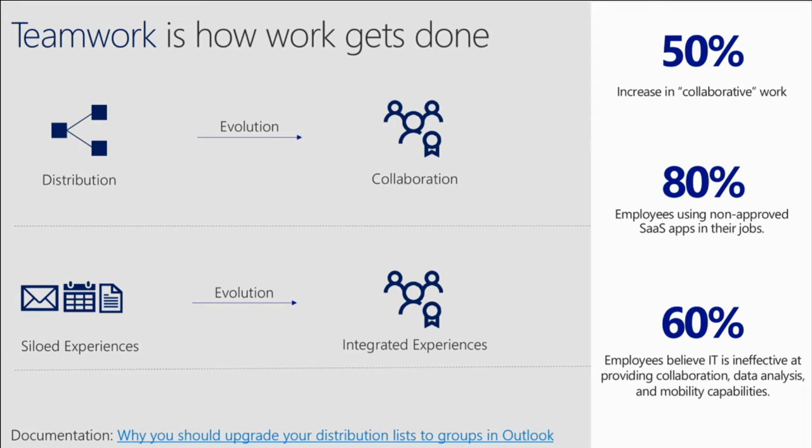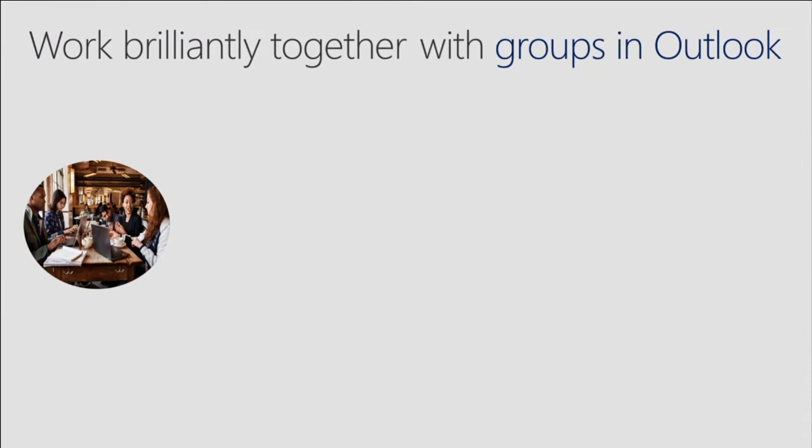And for IT administrators, it's going to create even bigger problems because your company's data is not safe anymore. People have now brought in so many other applications that you don't know what's going on with your data. So, where do we go from here with these problems? Our solution is simply make email better, simply make it adaptive enough to meet the collaborative needs of today's work style. That is what groups in Outlook are.